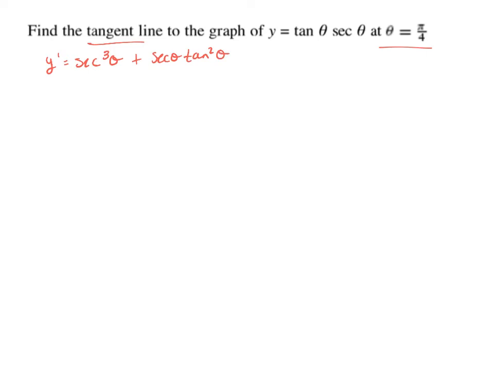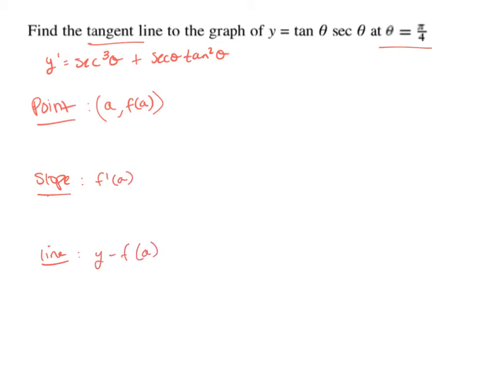So remember, when we're looking for a tangent line, we need our point, we need our slope, and then we can come up with our line. Our point is always coming from the original. Our slope is always coming from our derivative. And our line is the combination of all of this: y minus f of a equals f prime of a times x minus a.